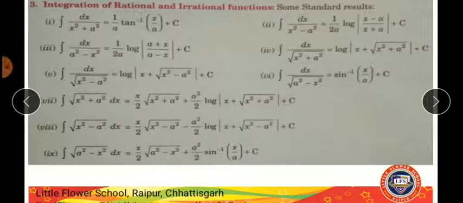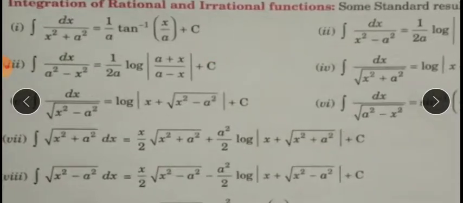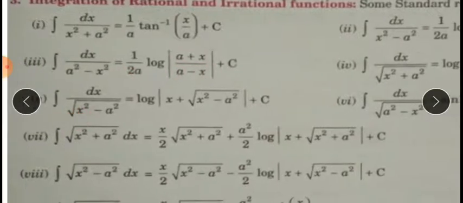Some standard results. If any integral is written in the form of integration dx upon x square plus a square, where x is a variable but a is a constant, its integration is 1 upon a tan inverse x upon a. Similarly, refer to all these formulas.